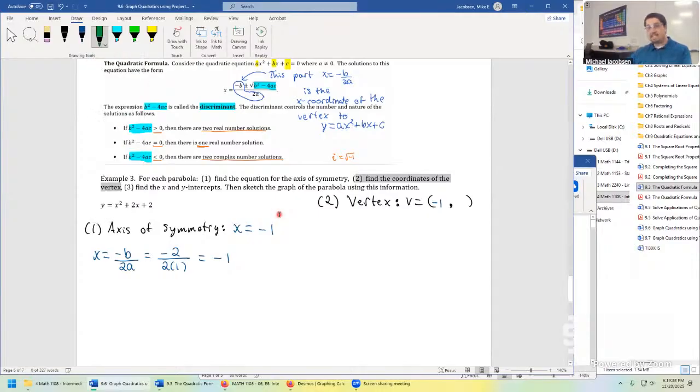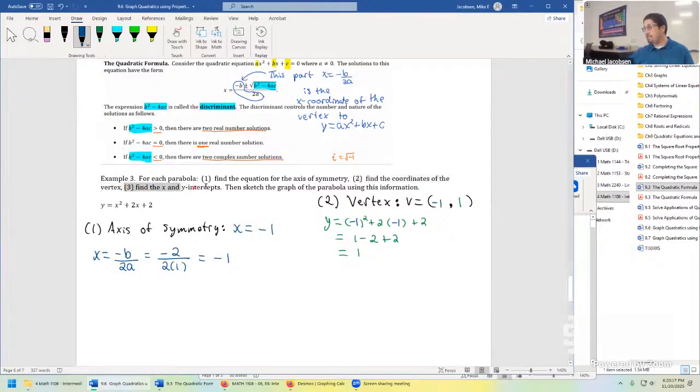For the y coordinate, the idea was we take whatever x was, -1, plug it back into the original equation. So y is going to be equal to -1 squared, plus 2 times -1, plus 2. And again, not too bad. This is a +1 when squaring, -2 plus 2. So y comes out as just +1. And that fills out our vertex, -1, +1. I actually want to color code this slightly different just to convey the x coordinate goes here and here through substitution.